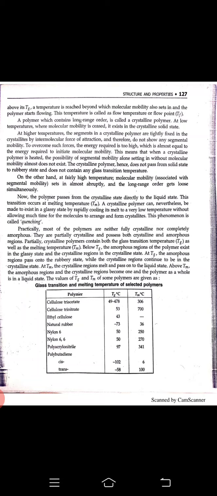A crystalline polymer can nevertheless be made to exist in a glassy state by rapidly cooling its melt to a very low temperature without allowing much time for the molecules to arrange to form crystallites. This phenomenon is called quenching.